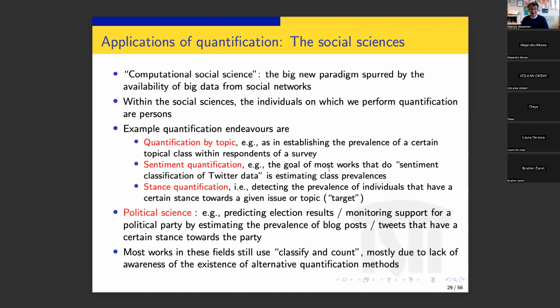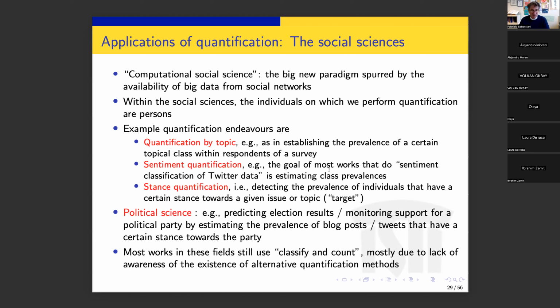Sentiment quantification is probably the biggest one here. The goal of many works that do sentiment classification, say, of Twitter data, is estimating class prevalences. Can you think of an application where we want to classify tweets by sentiment because we are interested in the sentiment of a specific account holder? I cannot. Typically, when we want to classify tweets by sentiment, it is because we are interested in Twitter as a large data set on which to run statistics. Because of this, we are not actually interested in classification, we are interested in quantification.